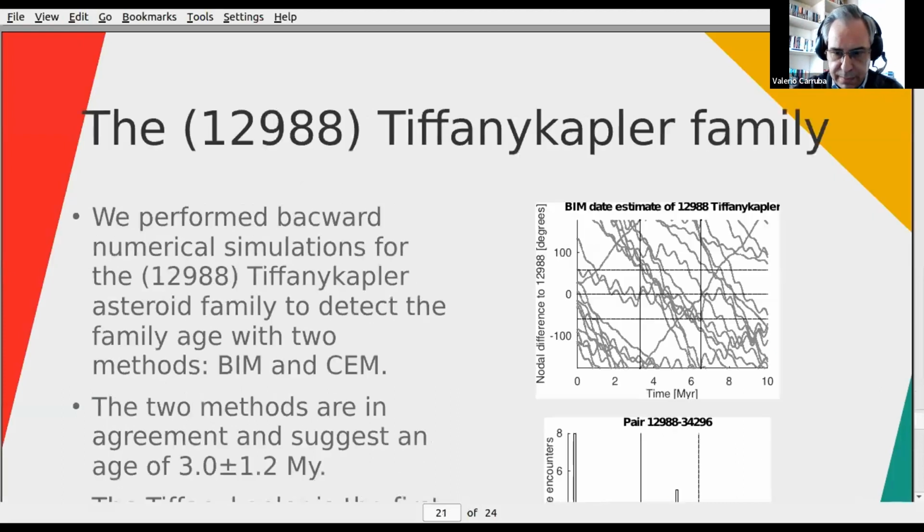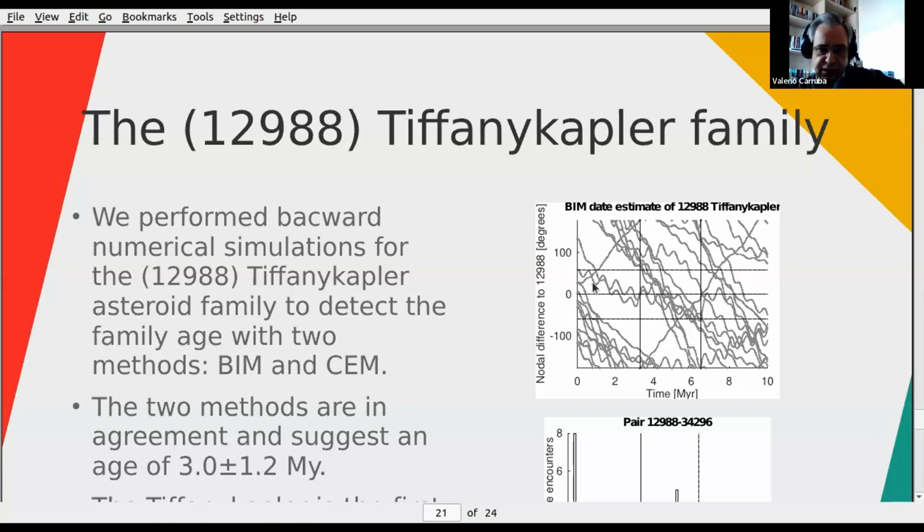Okay. So we can perform a backward numerical simulation for the new families, and we apply two methods that allow us to determine the age of the family with high precision, which are the backward integration method and the close encounter method. In the backward integration method, you integrate the difference of nodal longitude of the nodes of asteroids and the parent body. You can see in the figure that there is a convergence of all the values in a time interval that goes from 3 up to 7 million years.